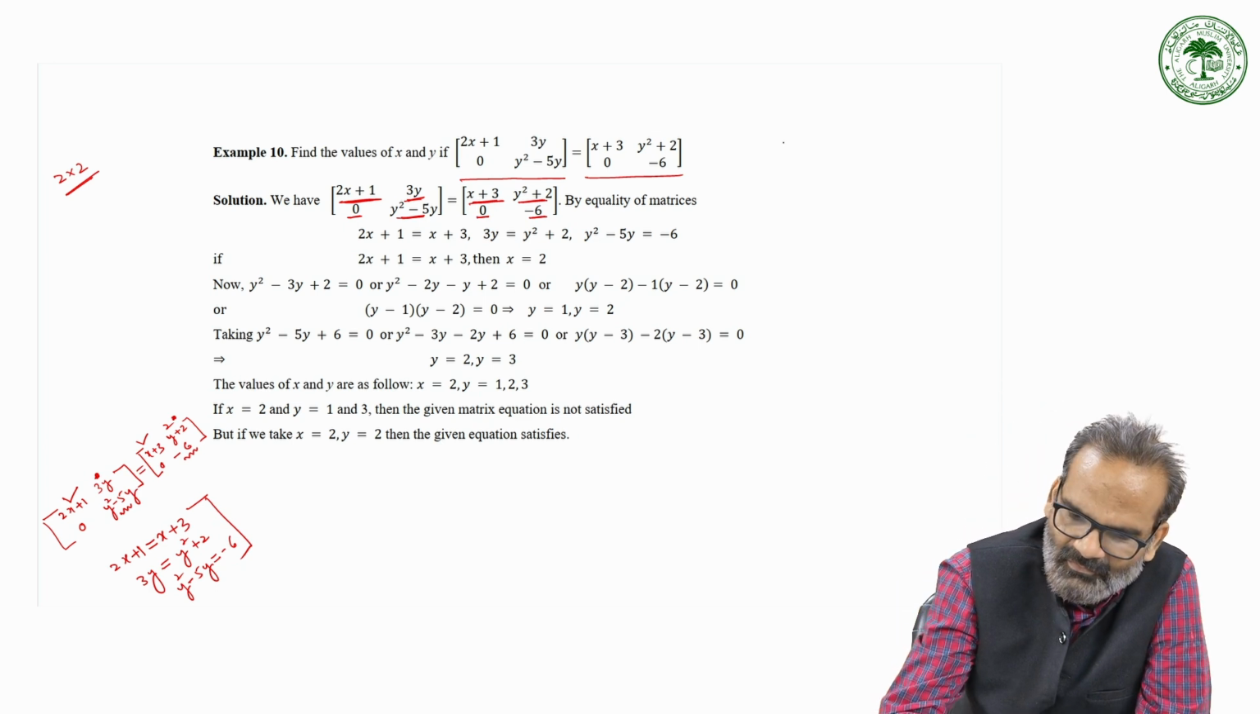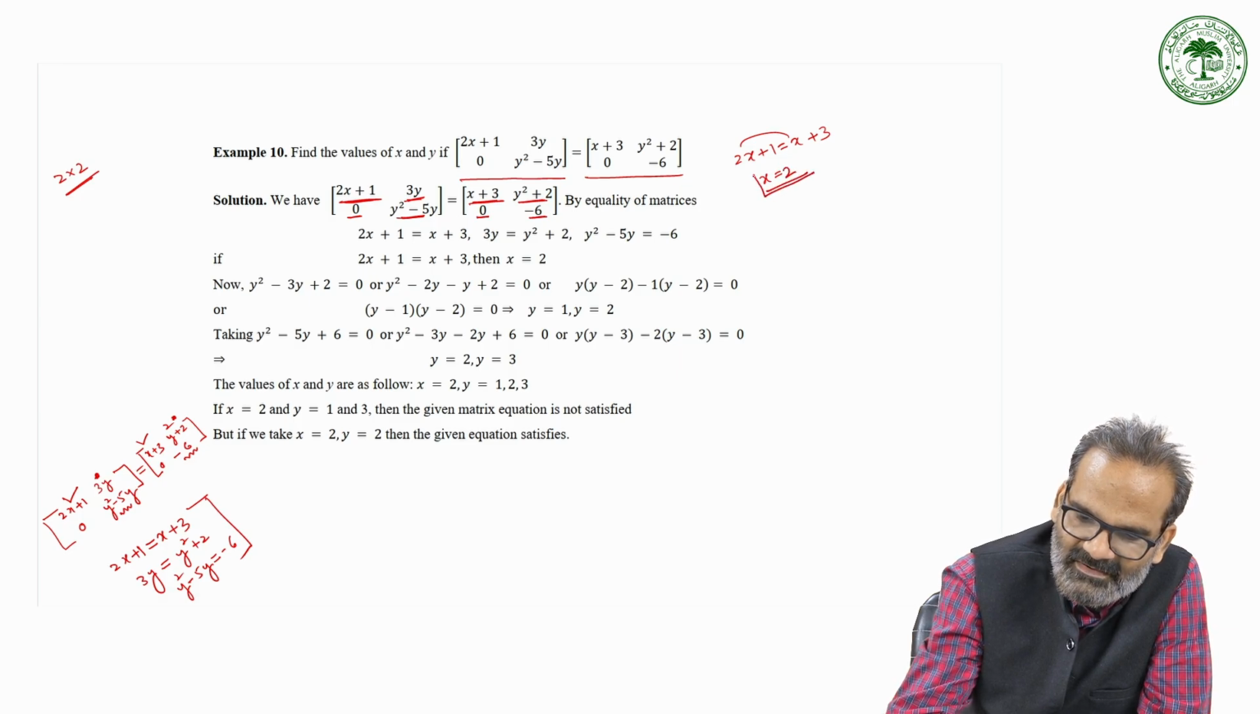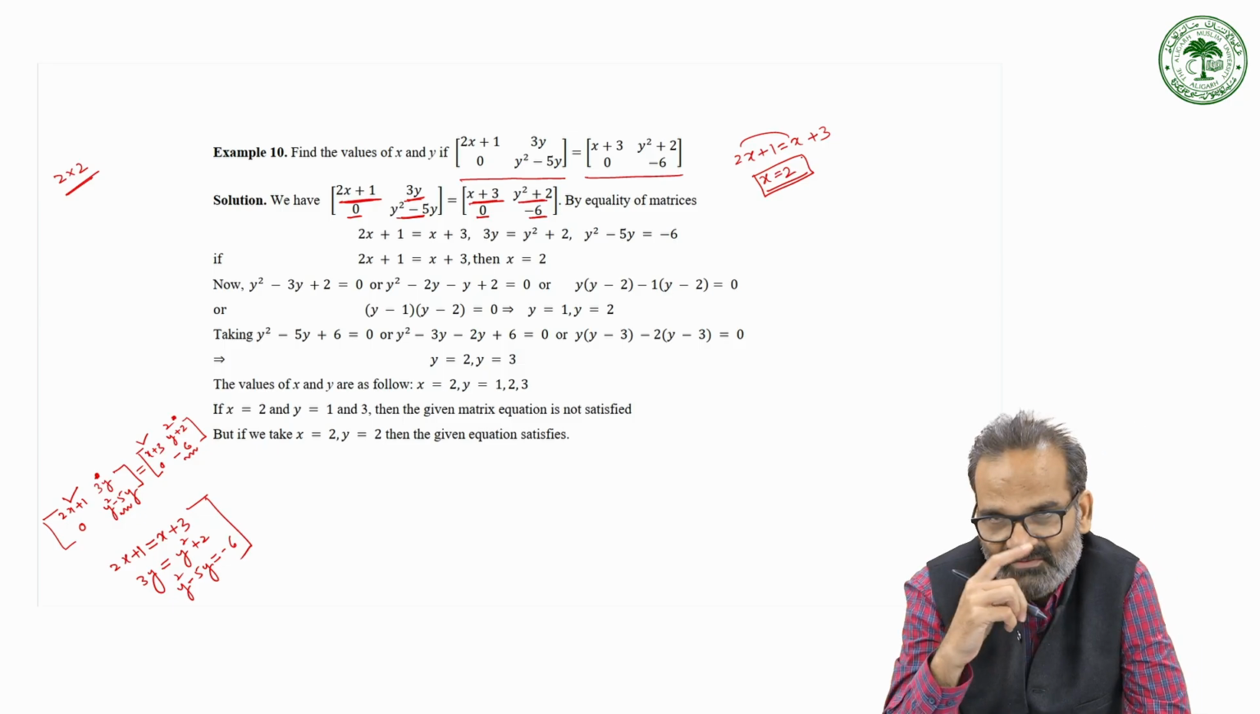See, from equation 1, twice x plus 1 is equals to x plus 3. So transfer this x from here. What we will get? x is equals to 3 minus 1, that is 2. So x is coming out to be 2 from equation 1, right?